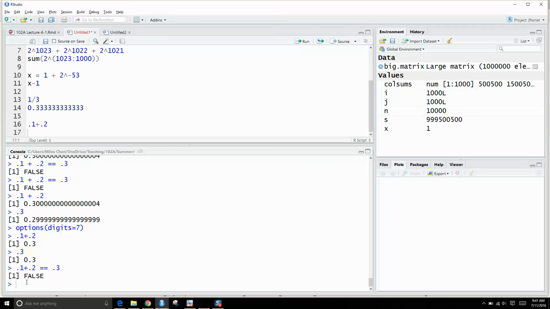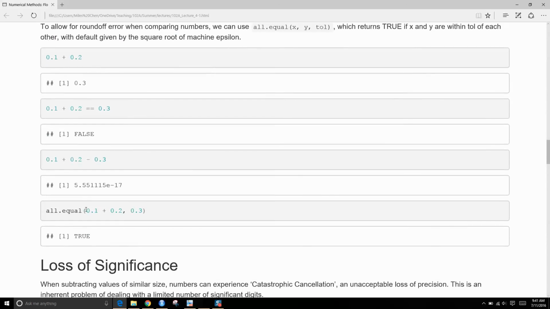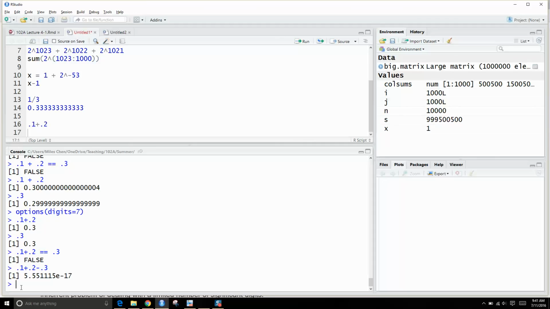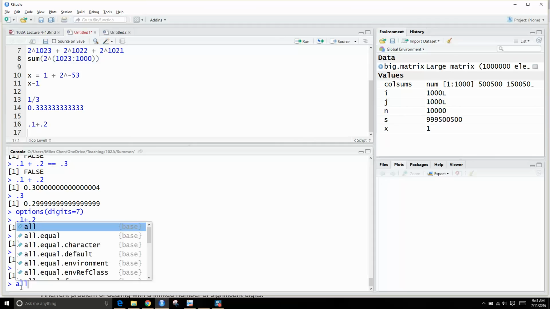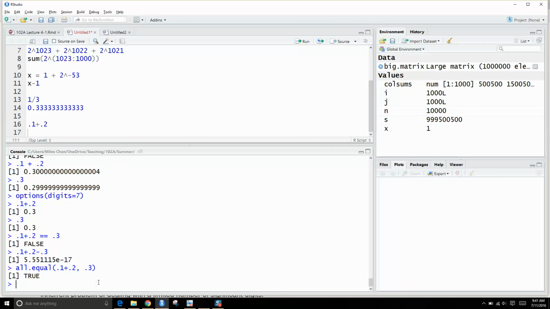So what are we supposed to do? If you needed to test something like this, you can use this thing called all.equal. We can see what's going on here: 0.1 plus 0.2 minus 0.3, we get something like this. Instead of asking if they are equal using the double equal, you can use all.equal to ask whether 0.1 plus 0.2 is equal to 0.3, and that returns true.